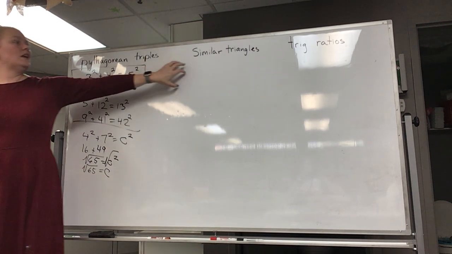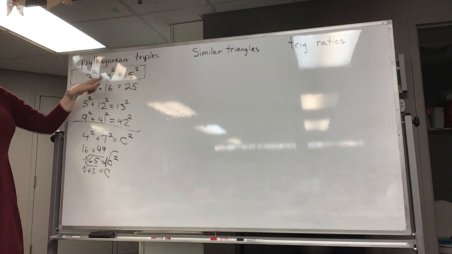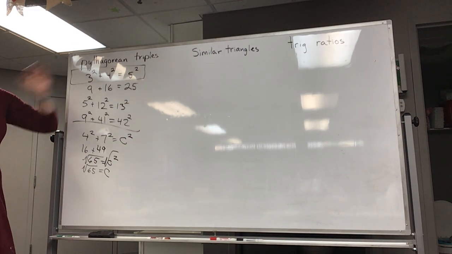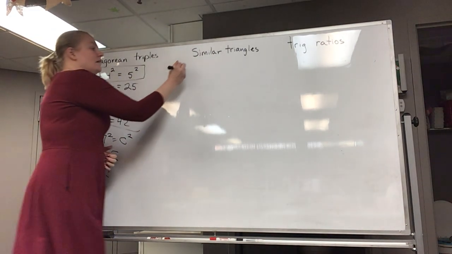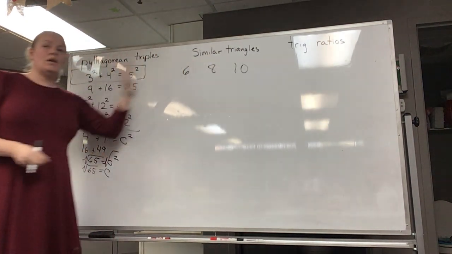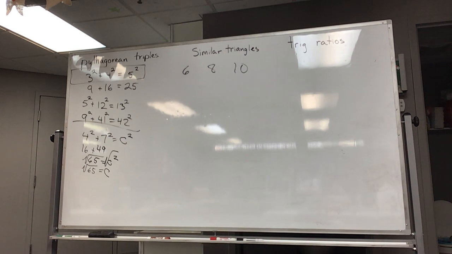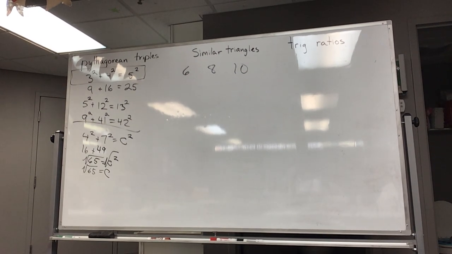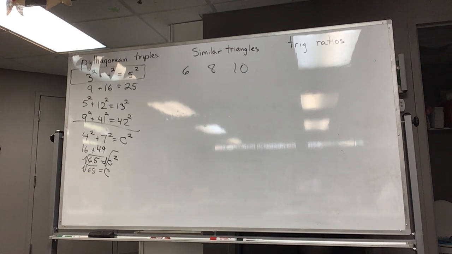So similar keeps the proportions. And so rather than 3, 4, 5, we can double each of these and get 6, 8, and 10 will also be a triple. It will also work with the Pythagorean theorem being a perfect, nice number.